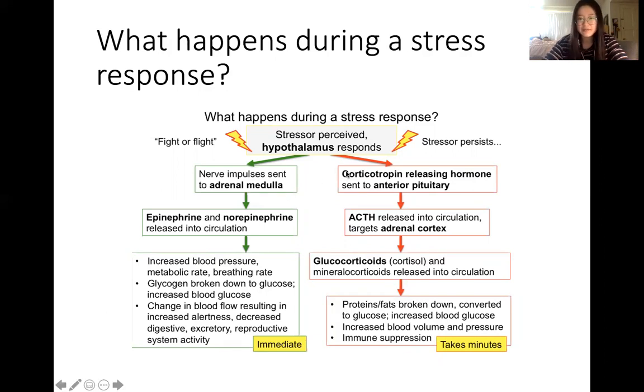If the stress persists, then the hypothalamus kicks in. It releases corticotropin-releasing hormone that gets sent to the anterior pituitary. Then ACTH gets released into circulation and targets the adrenal cortex. From there, glucocorticoids and mineralocorticoids get released into circulation, and then we get a different set of responses. Proteins and fats break down and get converted into glucose, which increases blood glucose. We get increased blood volume and pressure, and the immune system gets a response. And as I said, this takes several minutes.